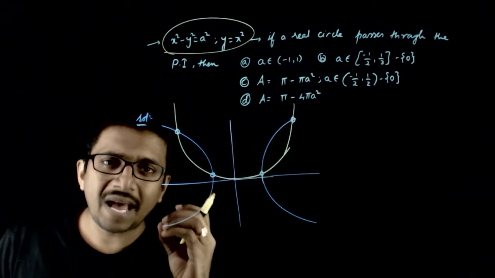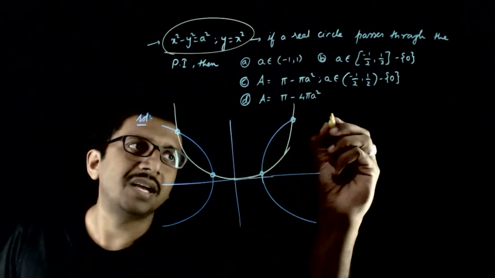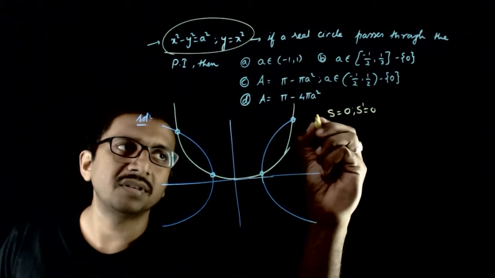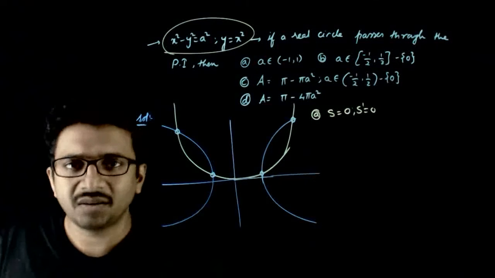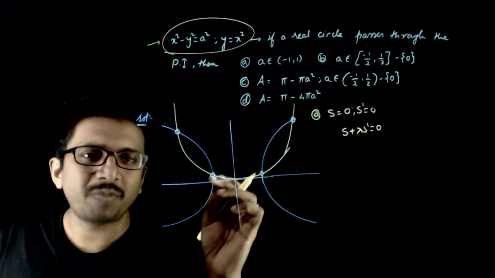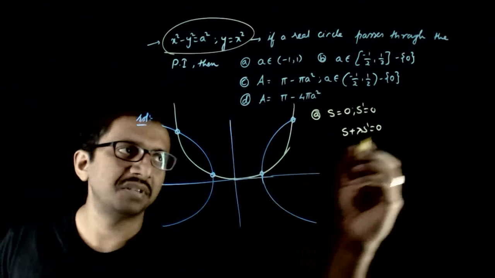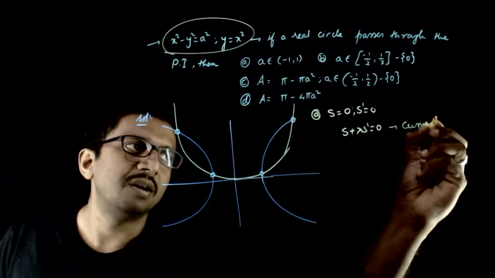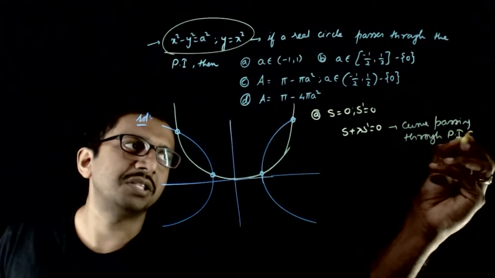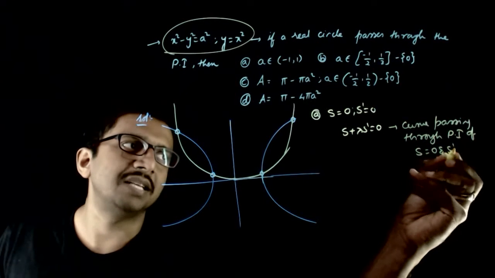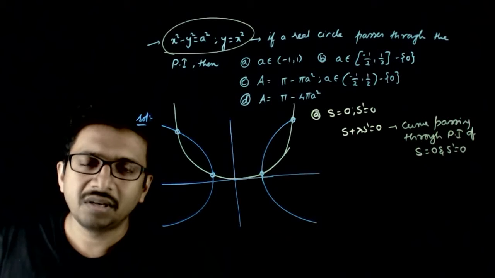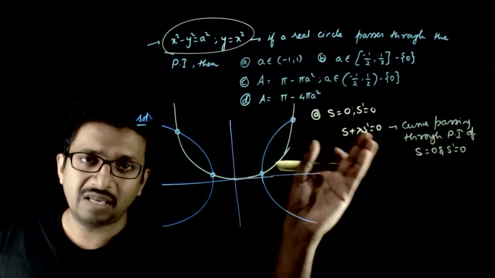Now you have a theoretical point which says that if you have two curves, S = 0 and S' = 0, then S + λS' = 0 represents a curve which passes through the points of intersection of these two curves. Now let us try to apply this concept to this problem.